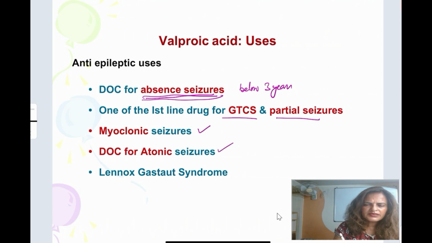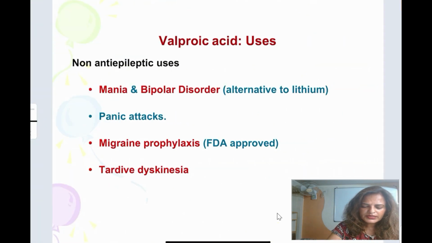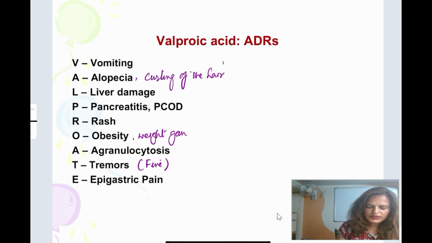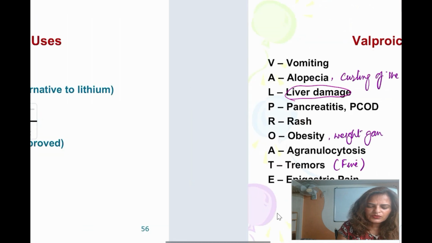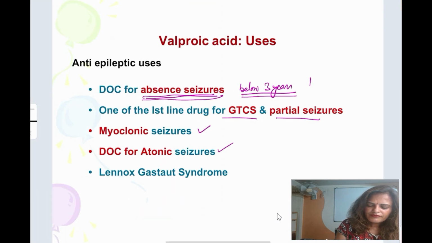All these classifications of seizure I have told in my first lecture. You can go and watch that video. Things will be more clear about the different types of seizures and their important clinical features. So why can we not give it below 3 years? Because of its important side effect, that is liver damage. It causes fulminant hepatitis.